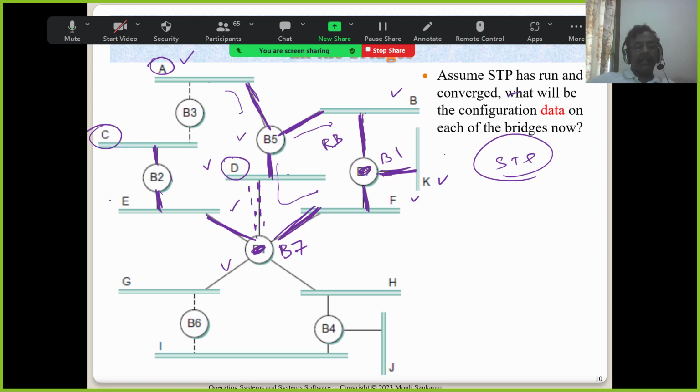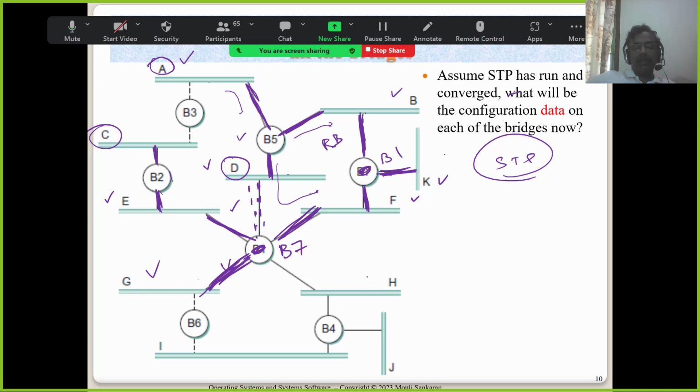So E, you are taken care of. C also you are taken care of. E is also taken care of. Now what about G? G naturally can go through this directly, one hop. Otherwise it has to go through b6, b4 and again b7. It will be a loop. So there is no other path I have. So I have to connect this to b1. So G is taken care of.